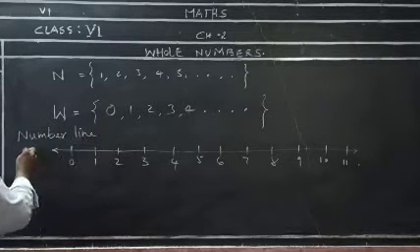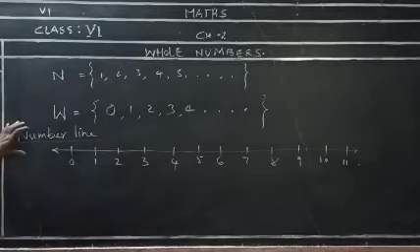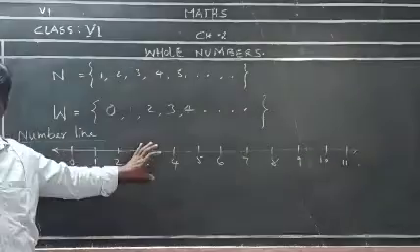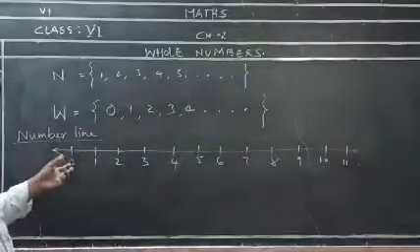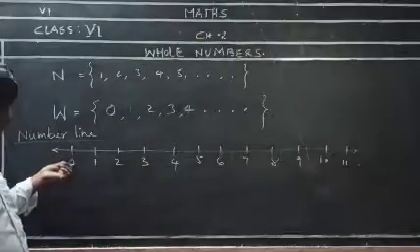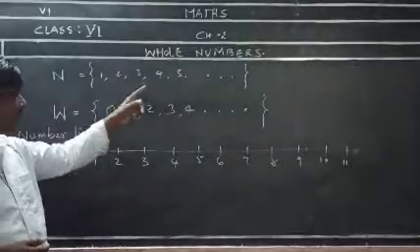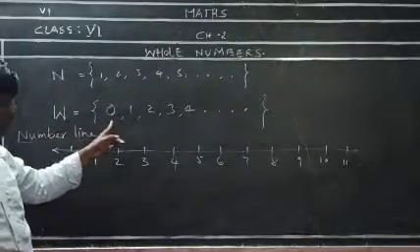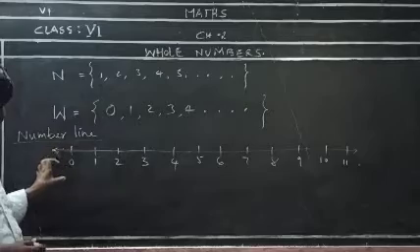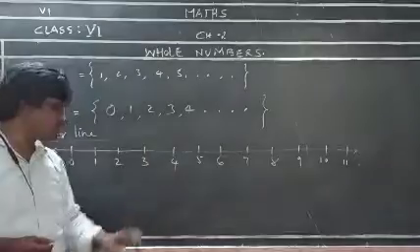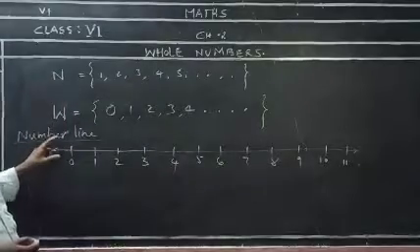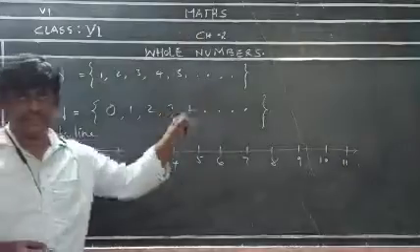So this is the number line for whole numbers. This is nothing but the whole numbers line. Why? The numbers start from 0. If the numbers start from 1, they are natural numbers. If the numbers start from 0, they are whole numbers. The whole numbers line consists of 0, 1, 2, 3, 4, and so on. The natural numbers line consists of 1, 2, 3, 4, 5, 6, and so on.